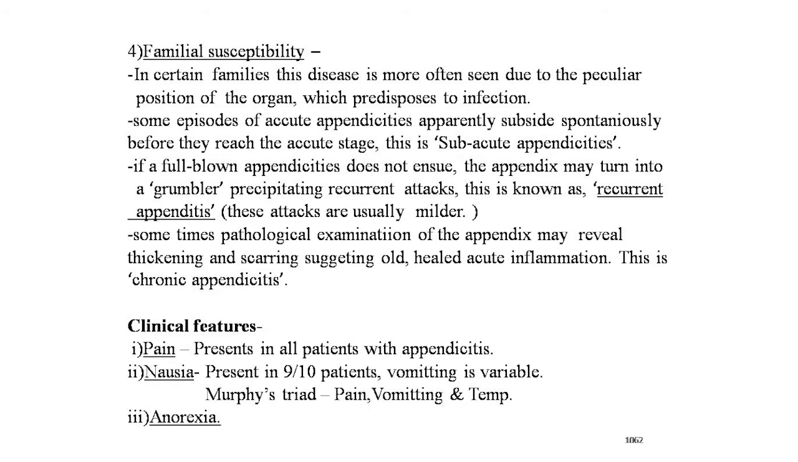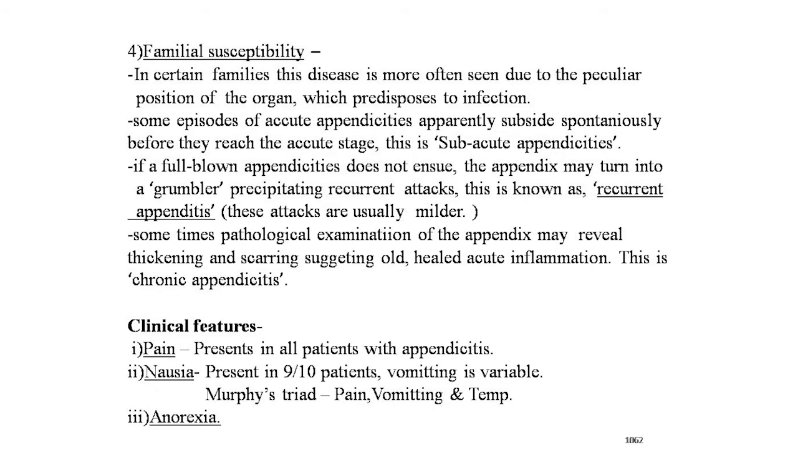infection. Some episodes of acute appendicitis apparently subside spontaneously before they reach the acute stage. This is the subacute appendicitis. If a full-blown appendicitis does not ensue, the appendix may turn into a glumulus, precipitating recurrent attacks. This is known as recurrent appendicitis. These attacks are usually milder. Sometimes pathological examination of the appendix may reveal thickening and scarring, suggesting old healed acute inflammation. This is chronic appendicitis. Now the clinical features of appendicitis are pain, nausea, anorexia.